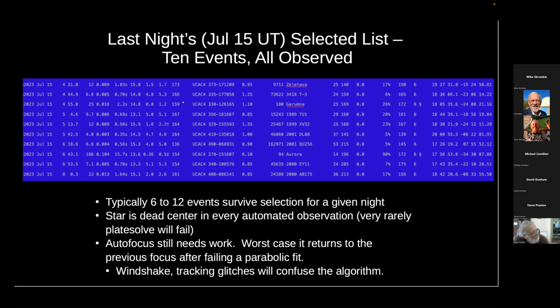So I started with about 25, came up with these 10 events, observed them all. I haven't had a chance to reduce them yet, but you see, varying probabilities for events. And 94 Aurora was the one where the cloud decided to come, just at the wrong time. But it's a pretty effective and fun process. So typically 6 to 12 events survive.